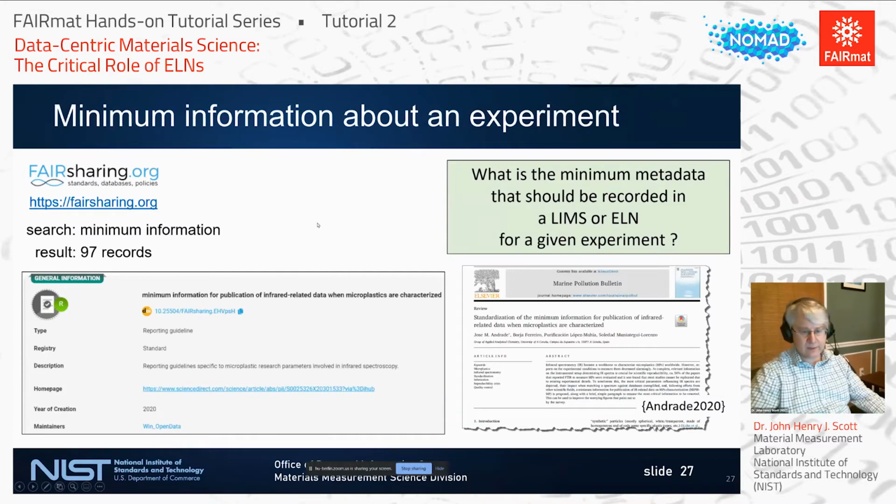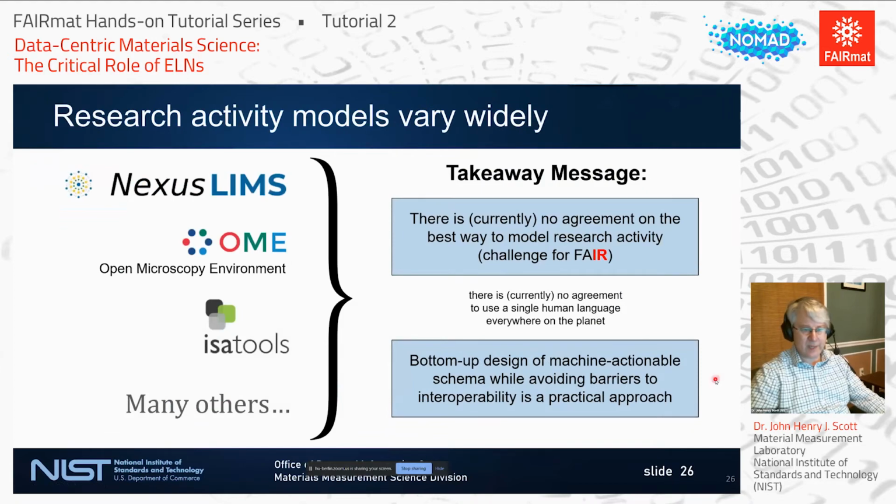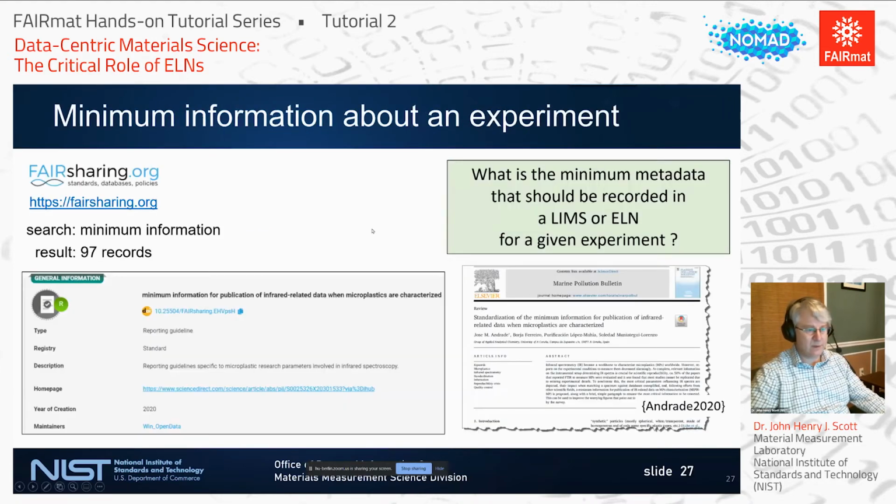This brings us to the question of what's the correct minimum information about an experiment that you should be recording. If you're going to be performing this bottom-up design and you're going to do what you should and record as much metadata as possible about your experimental activities, you might want to know what fields you should be using, or what's the minimum information at least you should record.